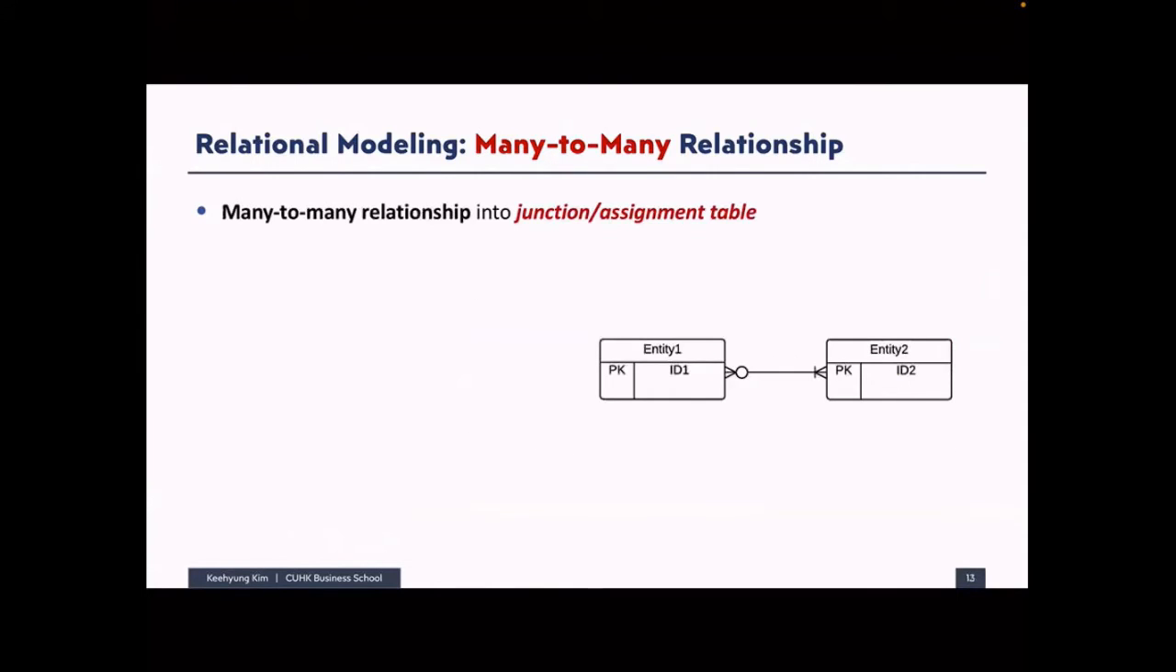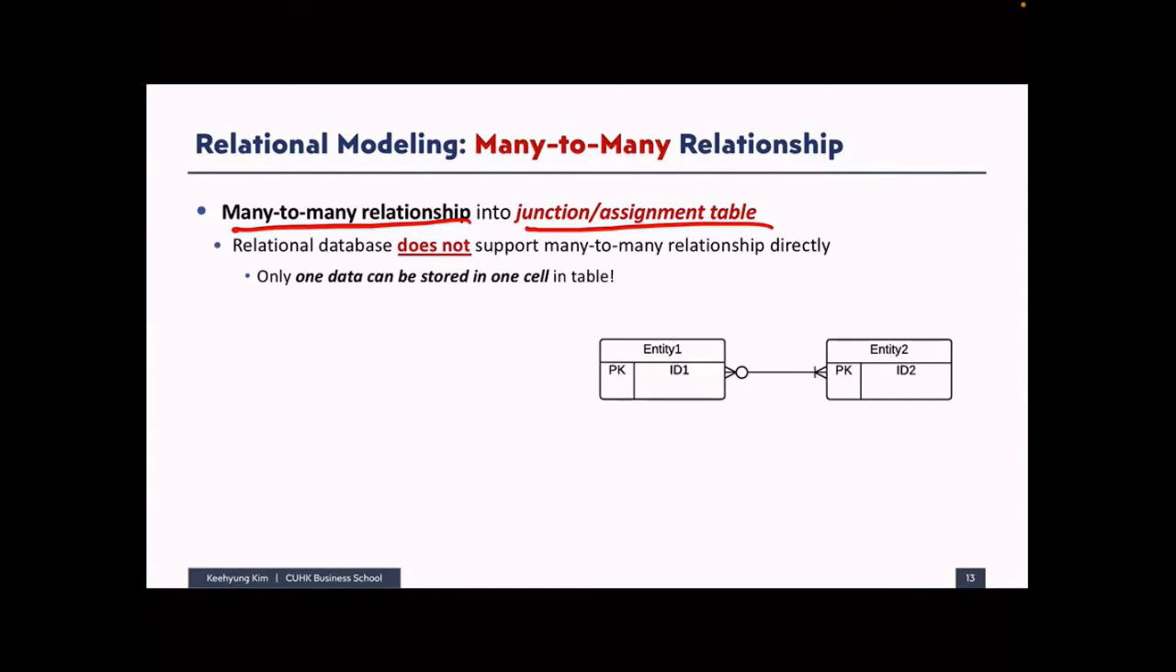So what we have to do is this. We have to get some help. We have to utilize some additional information. So basically, in the relational model, when you translate a many-to-many relationship from the ERD, the many-to-many relationship will become a junction or assignment table. I briefly talked about this last time: when you have a many-to-many relationship, it will become a table which keeps assignment information. So basically, that's what I mean here. So the relational database does not support many-to-many relationships directly.